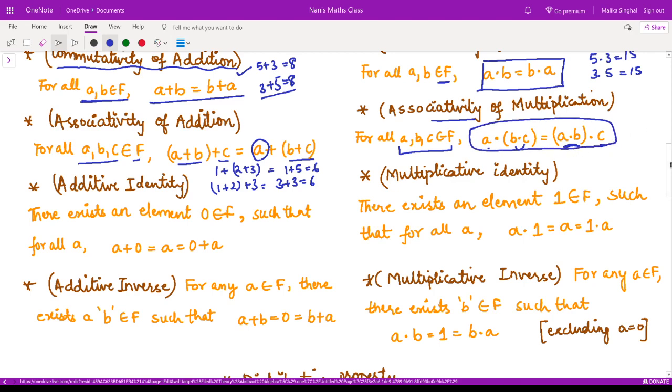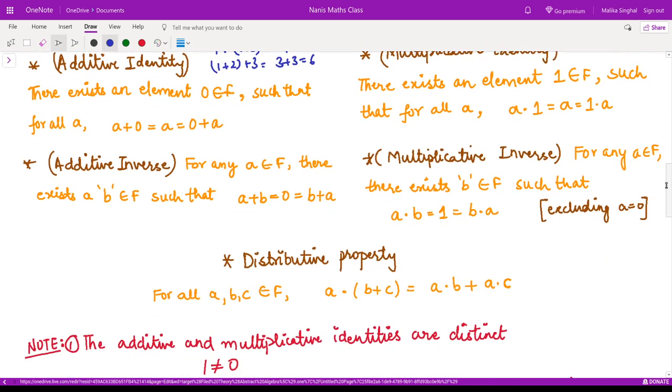Next is the additive identity. What does that mean? Additive identity means there exists an element 0 in the field F such that if you add any number to 0, you'll get that same number.